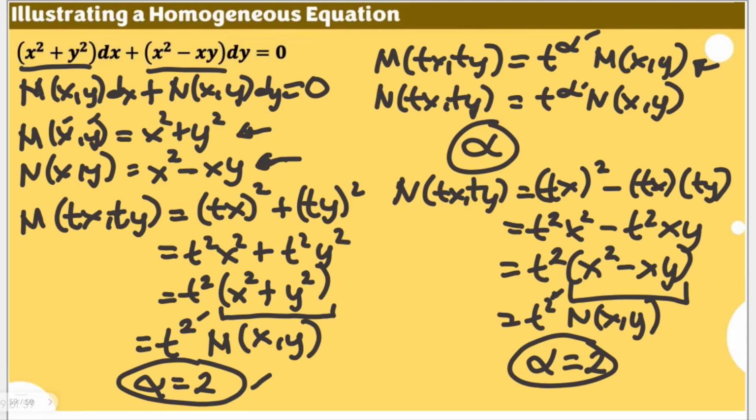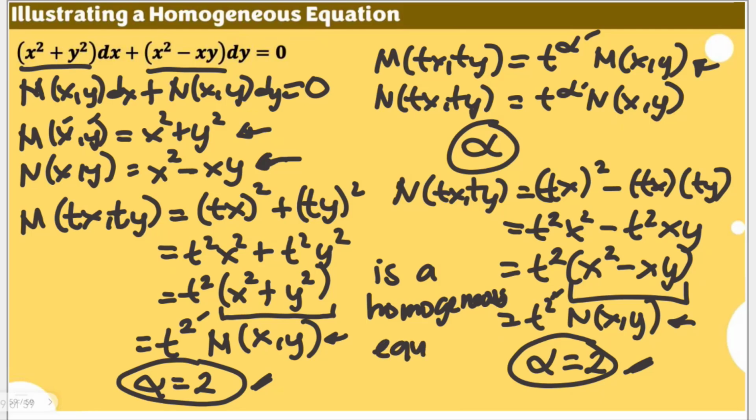Since both were transformed into these forms, giving the same value of alpha, we can now say that the given equation is a homogeneous equation. And if we are to solve this, we will be using the processes involved in solving a homogeneous equation.